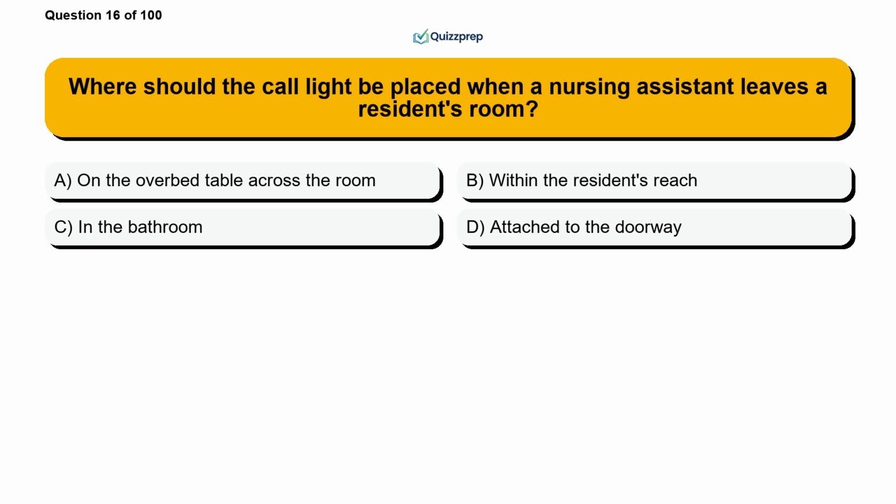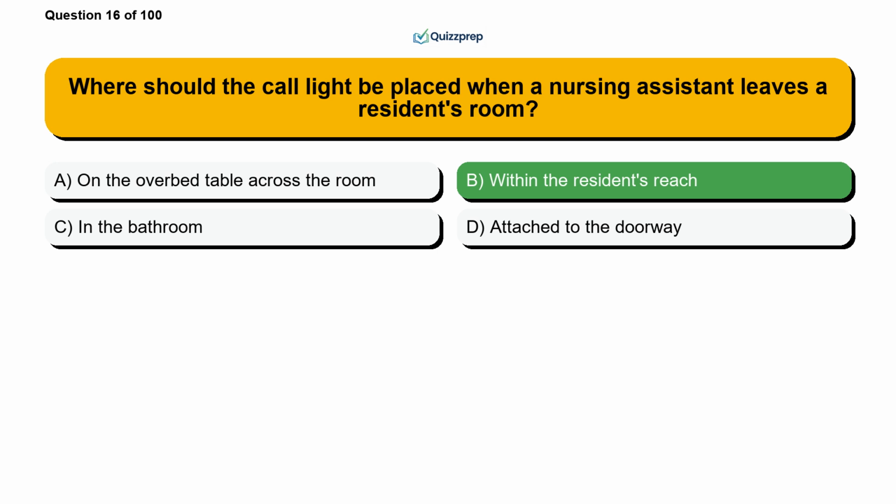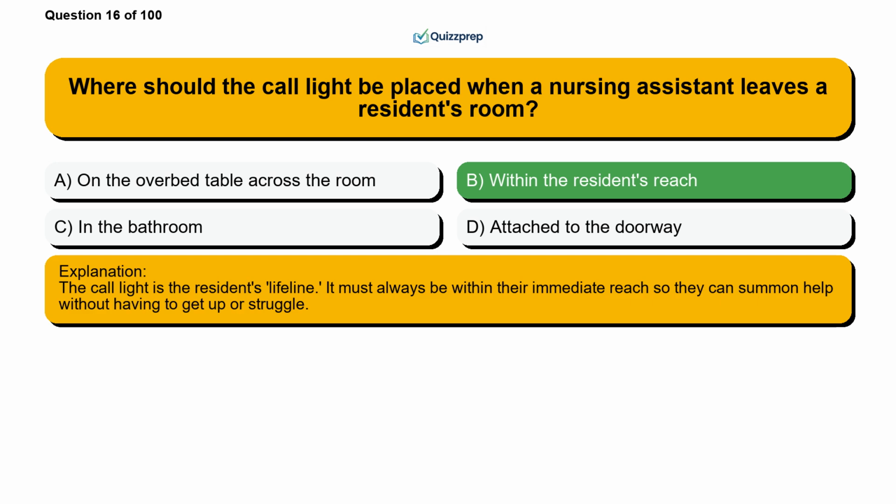Question 16. Where should the call light be placed when a nursing assistant leaves a resident's room? Option A, on the overbed table across the room, option B, within the resident's reach, option C, in the bathroom, option D, attached to the doorway. The correct answer is option B, within the resident's reach. The call light is the resident's lifeline. It must always be within their immediate reach so they can summon help without having to get up or struggle.